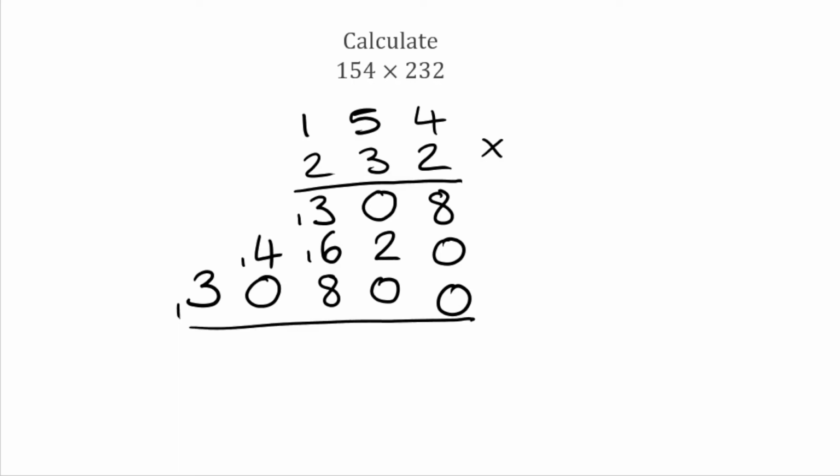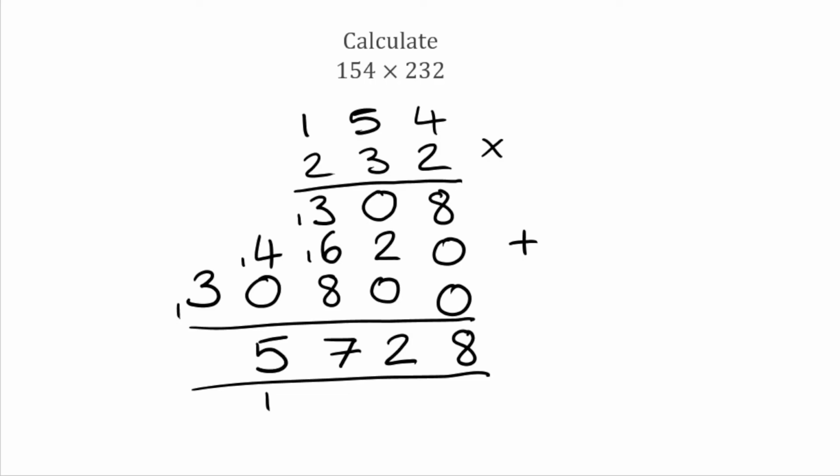So now all I have to do with these 3 rows of numbers is just simply add them together. So we have 8 add 0 is 8. 0 add 2 add 0 is 2. We then have 3 add 6, which is 9. Add on the 8 is 17, so 7, carry the 1. We then have 4 add 0, which is 4, but then add on that 1 gives us 5. And then finally, we have that 3 on its own, so we'd have 3 here. So our final answer to this question would be 35,728.